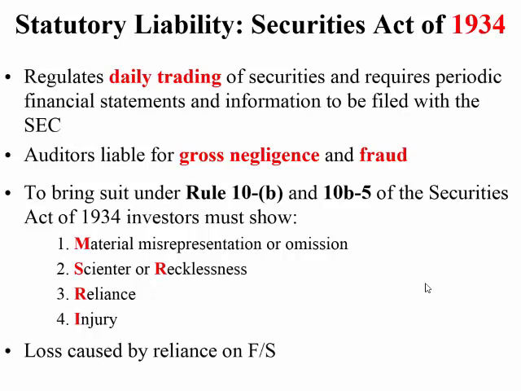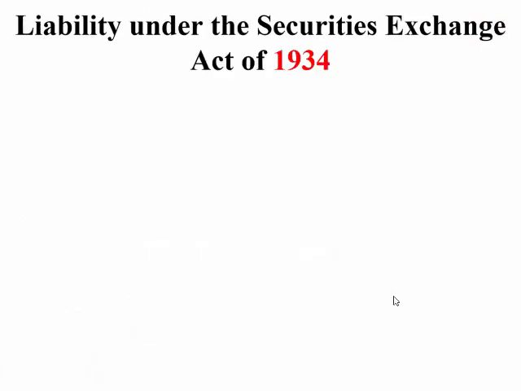And one of the important parts of this is that they have to prove that the loss was caused by reliance on the financial statements. So again, the burden of proof has shifted to the investor rather than being on the auditor. So proving that not only those things existed, but that reliance is a very important part of the 1934 Act in terms of limiting auditor liability.